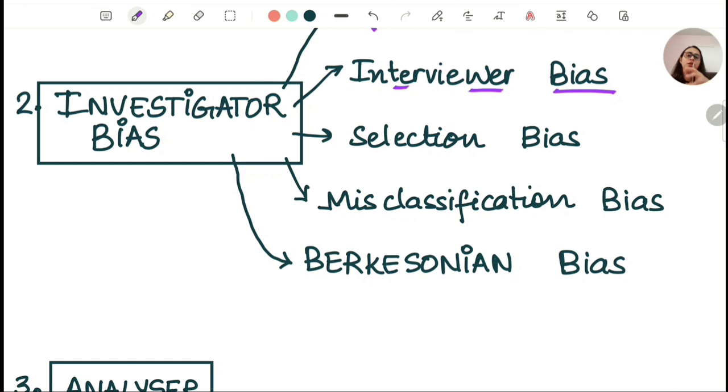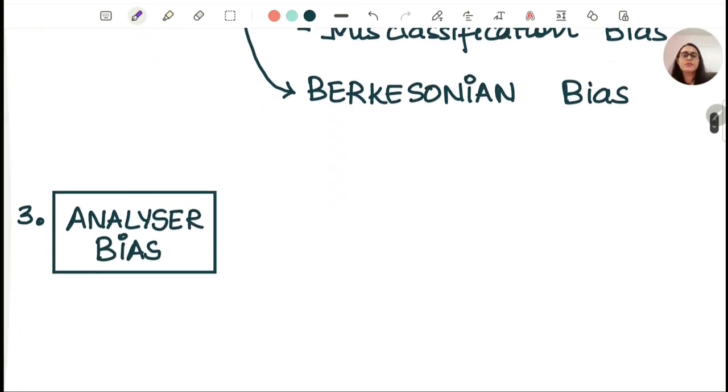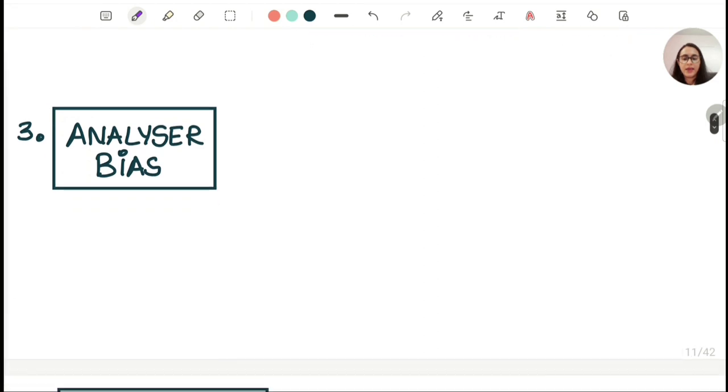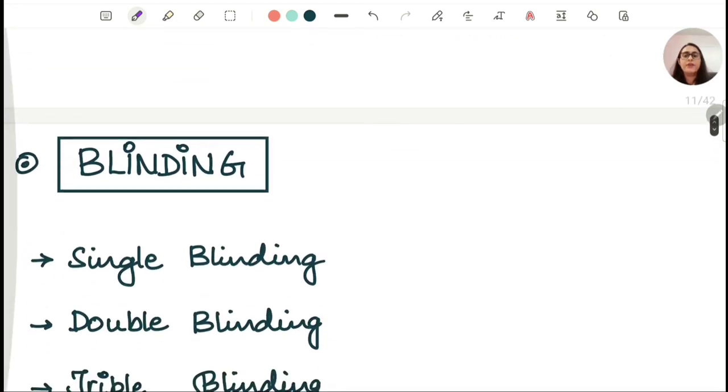For example, you are studying a particular disease, and suppose you are studying it in Delhi. So in that case, there will be a few hospitals where you see only complicated cases occurring. So that will be a Berksonian bias. Analyzer bias is when bias occurs due to the analyzer. So to protect against that, we do the blinding.